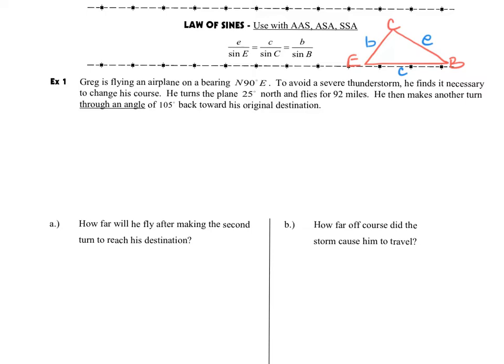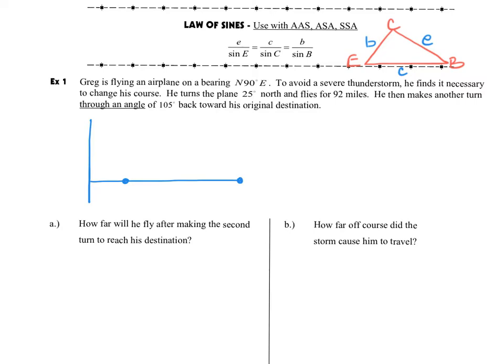So in this word problem, it says that we have a pilot that's flying an airplane on a bearing of north 90 degrees east. So what that means is that our pilot here is actually just traveling due east. So we have some place, let's say right here, this is his path of travel heading due east, and then there's some destination over here that he wants to get to.